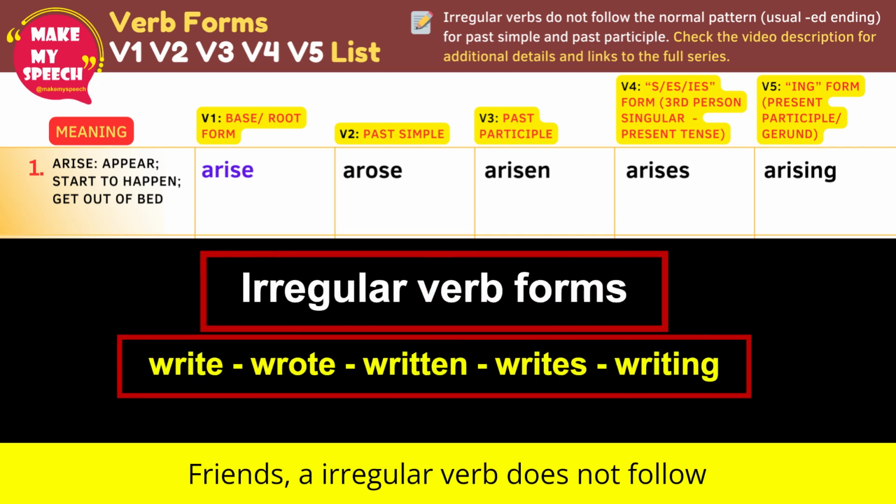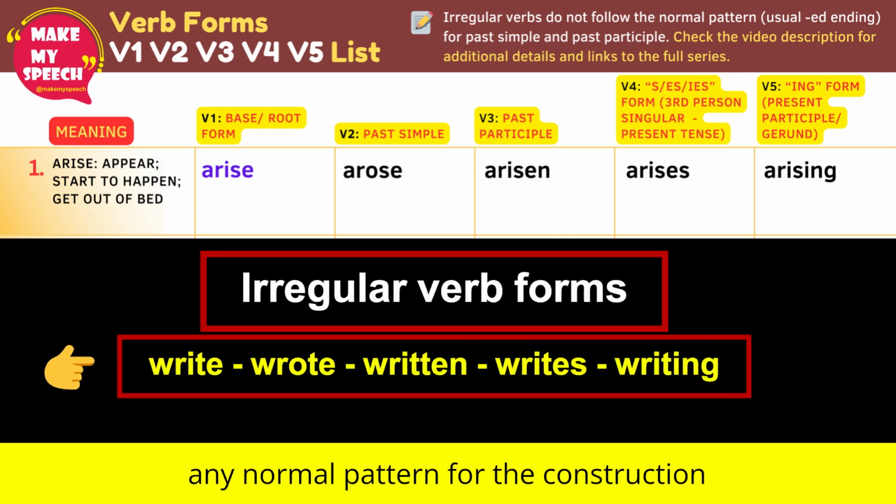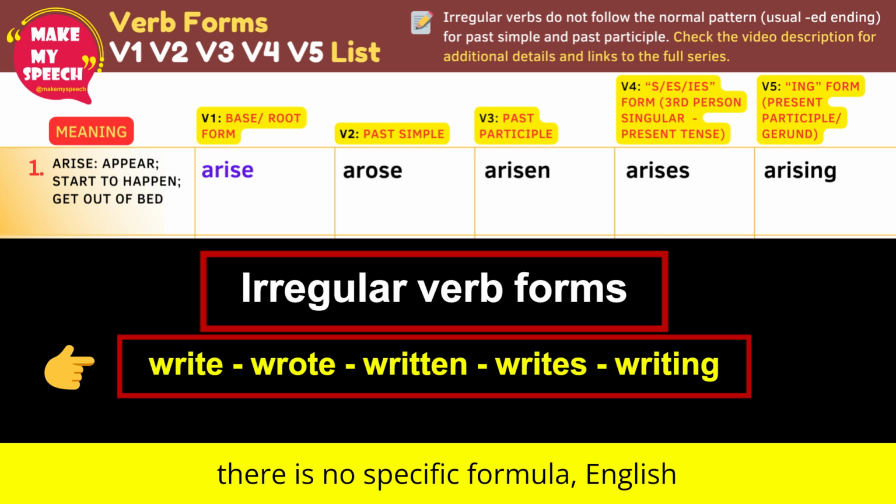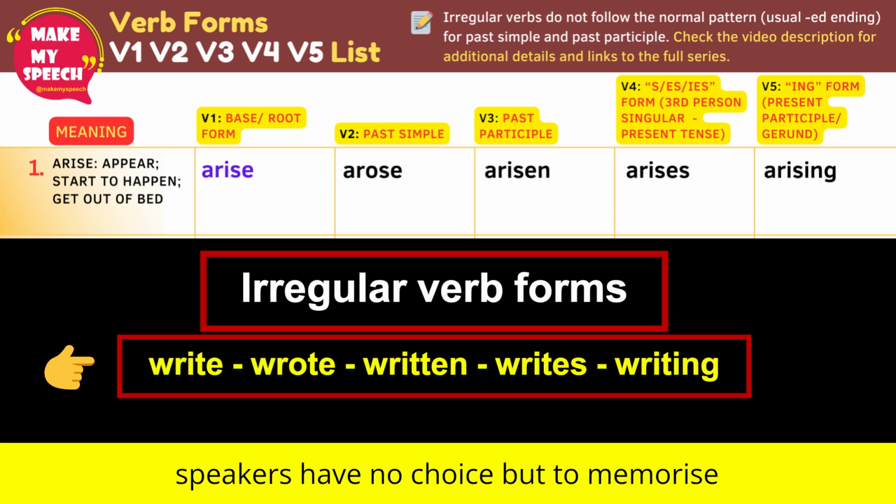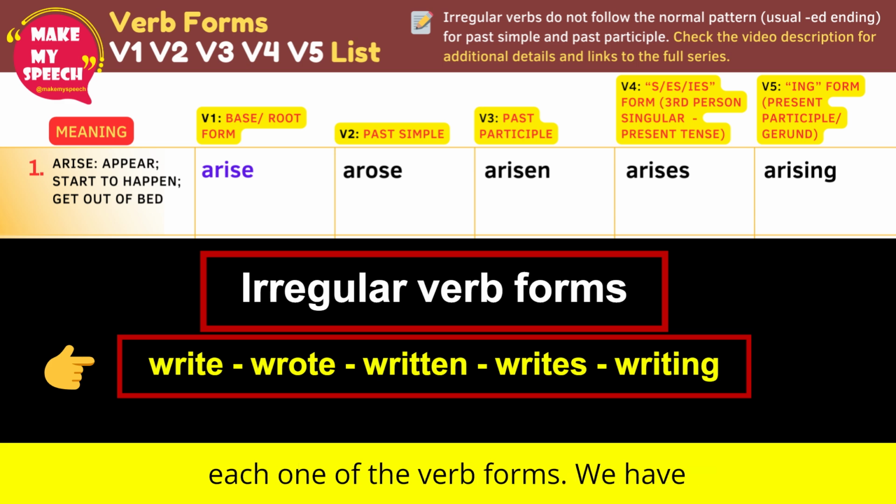Friends, an irregular verb does not follow any normal pattern for the construction of the past simple, the second form, and the past participle, the third verb form, that we are going to discuss in this video. Since there is no specific formula, English speakers have no choice but to memorize each one of the verb forms.